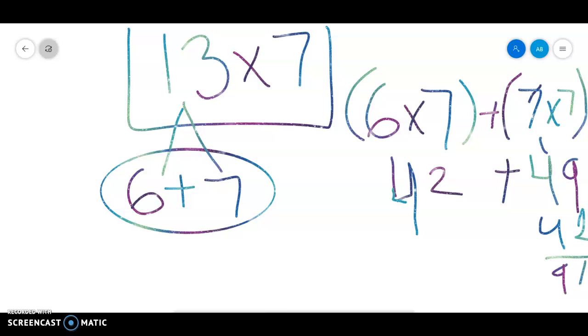And can you tell us why you have a 9 right here? Because 9 plus 2 is 11. You carry the 1, and 1 plus 4 is 5. Plus 4 is 9. Okay, good job.